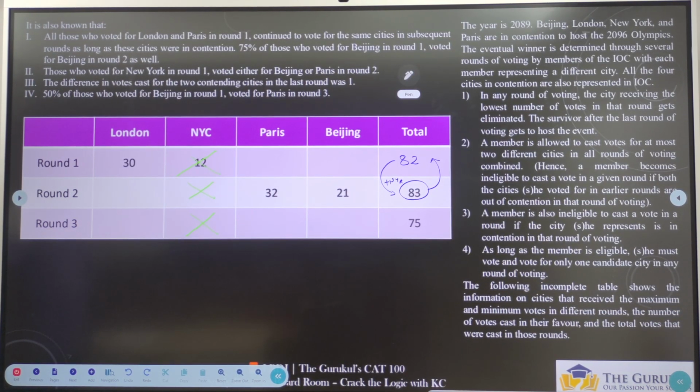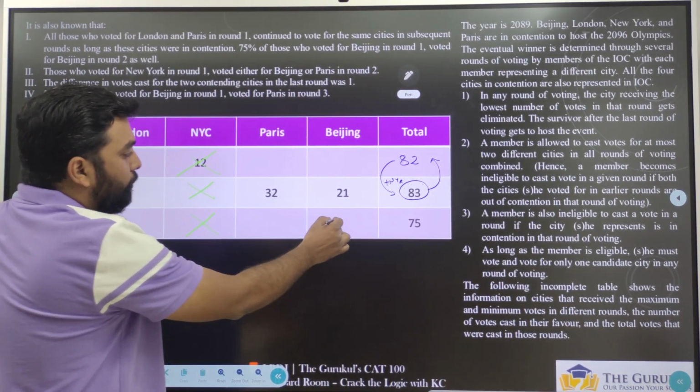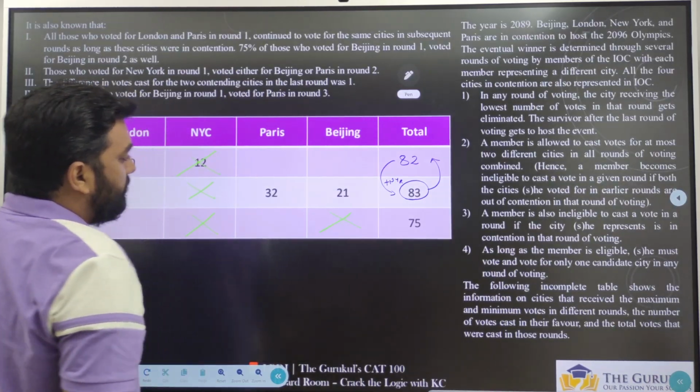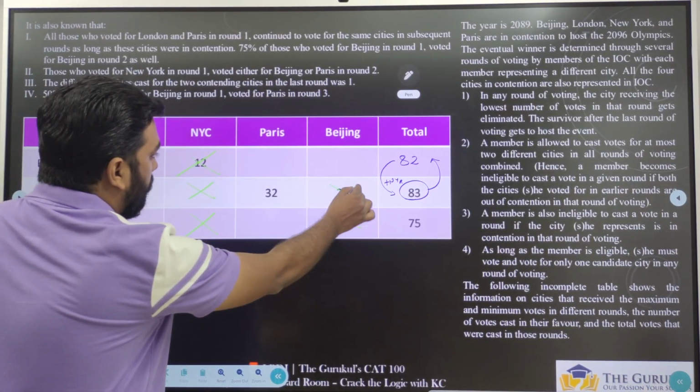Clear with this? Perfect. Now who got the minimum votes? Beijing got minimum votes in round 3. So this will get eliminated. Beijing also got eliminated over here.